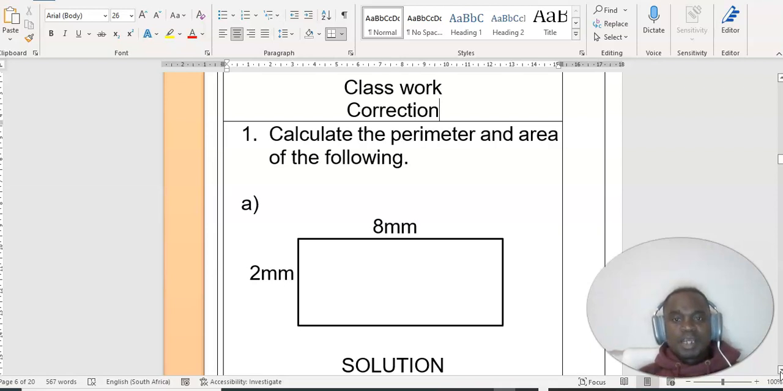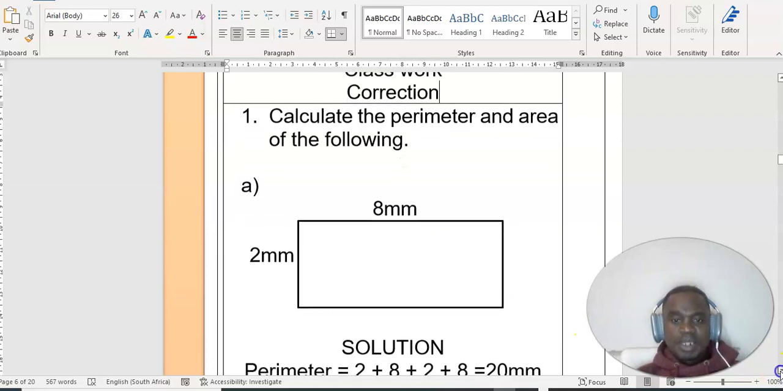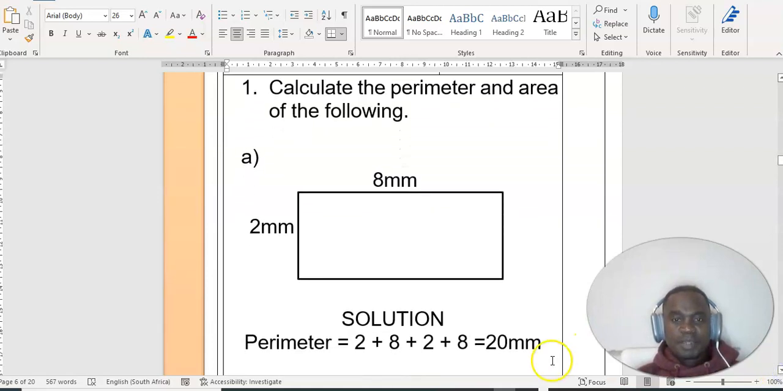Now, the question is saying calculate the perimeter and area of the following. We have a rectangle. If this side is 8 millimeters, what will be this side? Also 8 millimeters. What about this side? 2 millimeters. This side is also going to be what? 2 millimeters. Let's see how we can find the perimeter.